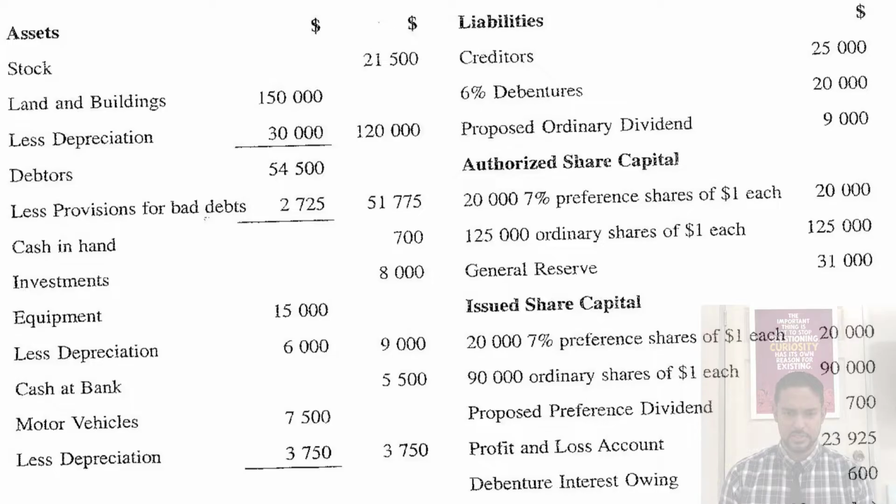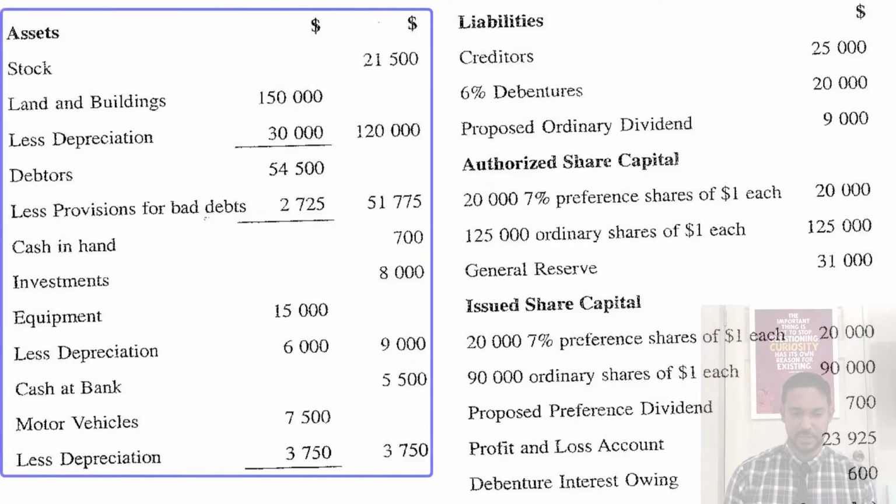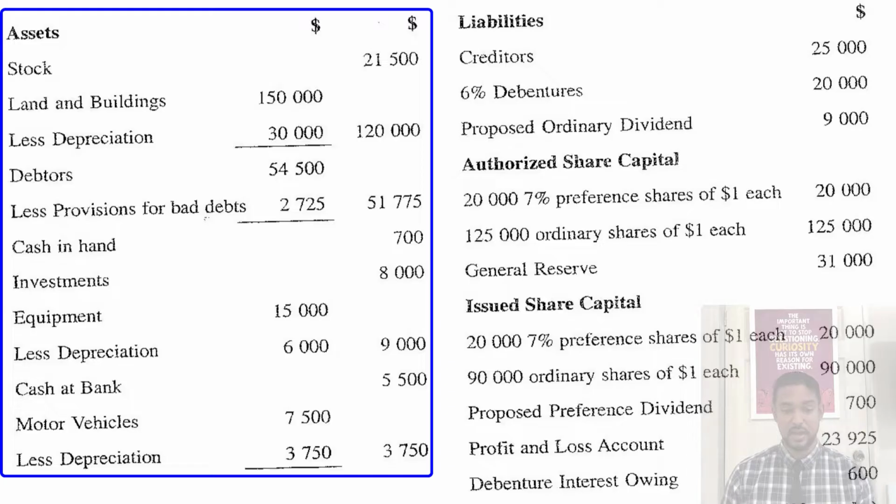And let's take a look and see what's going on with this one. So let's take a look on the left-hand side. Assets. So we're seeing a list of assets in no specific order. We see stock followed by land and buildings, less depreciation, debtors less provision for bad debts, cash in hand, investments and equipment, less depreciation, cash at bank, motor vehicles, less depreciation. So it's kind of all over the place. We don't have any clear distinction between current and non-current assets, nor is there any particular order in which the assets are listed. So we are supposed to know the order of liquidity and the order of permanence. I will be using the order of permanence.